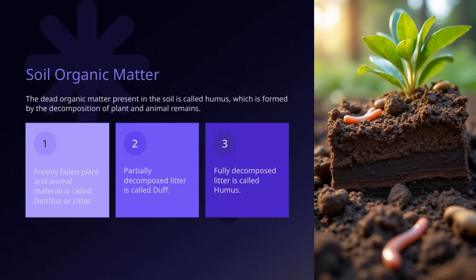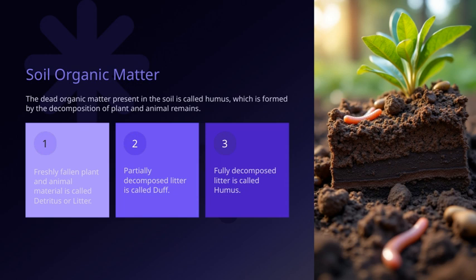Now, let's look at the different stages of organic matter decomposition in the soil. Fully decomposed litter is called humus. This is the rich, dark organic material that results from the complete breakdown of plant and animal remains. Humus plays a crucial role in maintaining soil fertility because it helps retain moisture and nutrients.